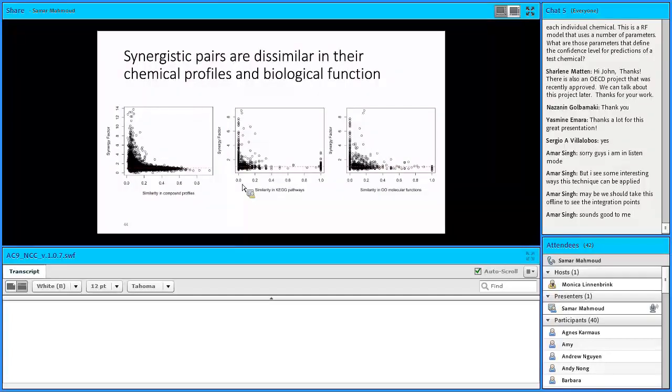In this case, synergistic pairs have been shown to be dissimilar with regards to their chemical profiles and biological function. This makes sense because if both features are redundant in their information or describe a similar biological function, then it's less likely for them to be synergistic. However, not all dissimilar feature combinations were synergistic, but the majority of synergistic pairs were dissimilar.